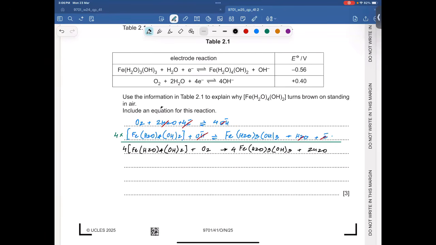So I'm done with this equation. That is the first part of this answer, so I'll get 1 mark for this overall equation. Still we need to determine the remaining 2 marks. So air contains oxygen, so it will oxidize iron 2 ions into iron 3 ions.